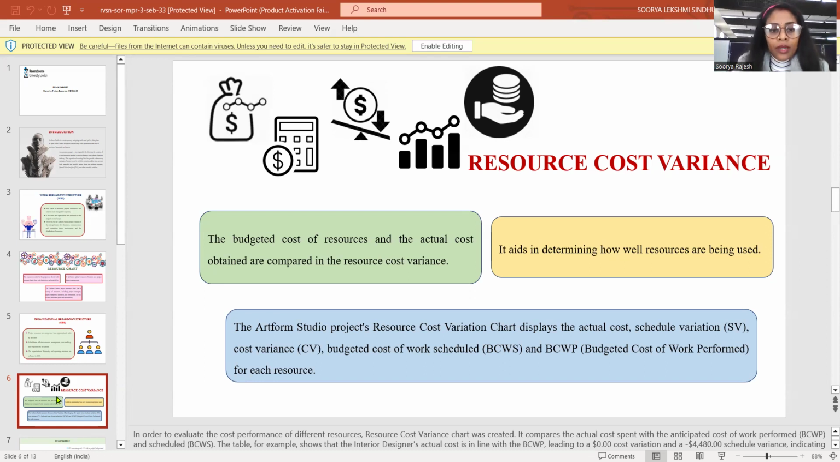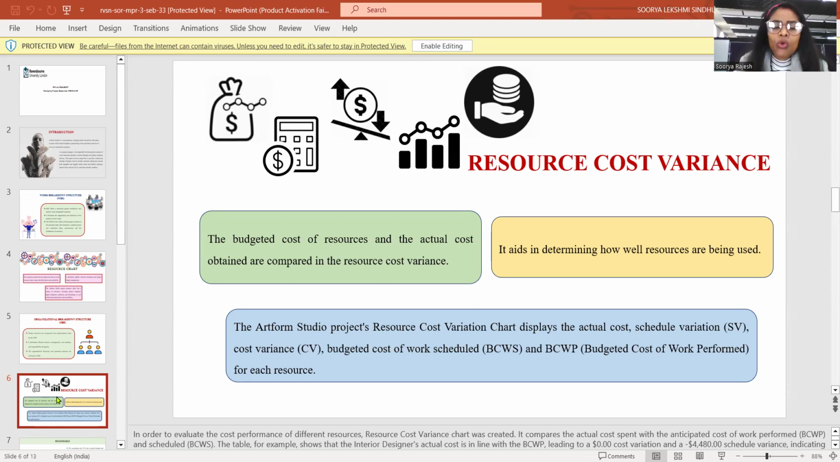And also the Art Form Studio project resource cost variance chart displays the actual cost, schedule variance SV, cost variance CV, EV, and also budgeted cost of work scheduled and budgeted cost of work performed.